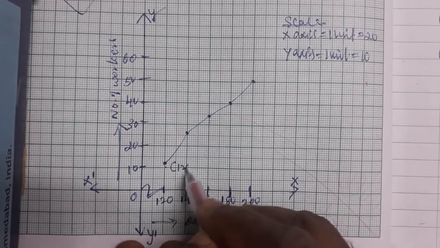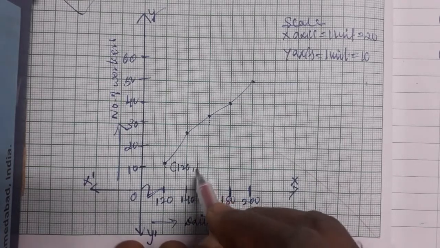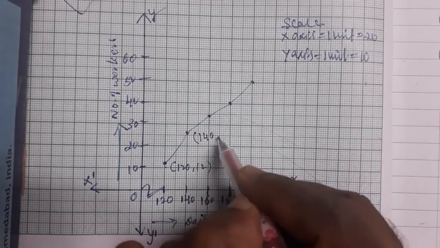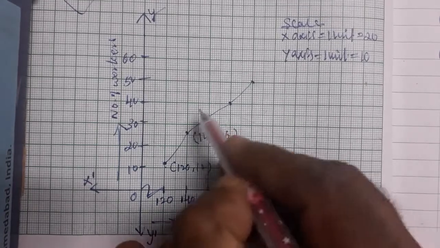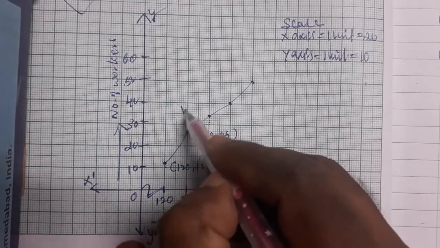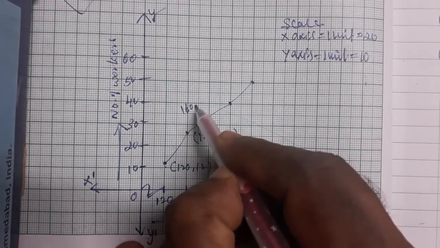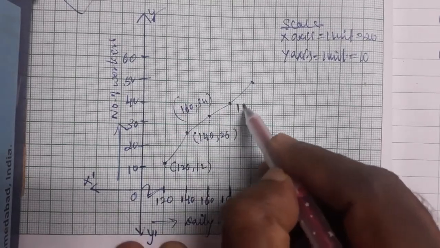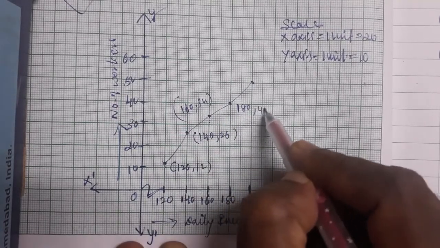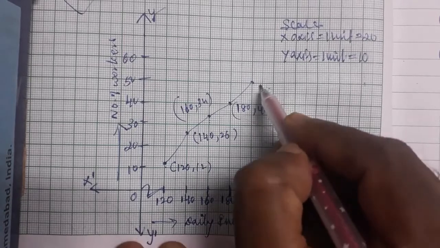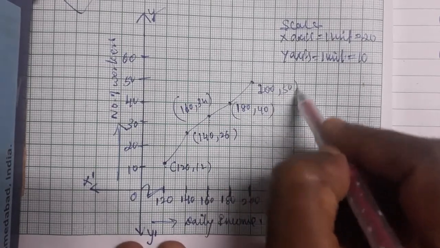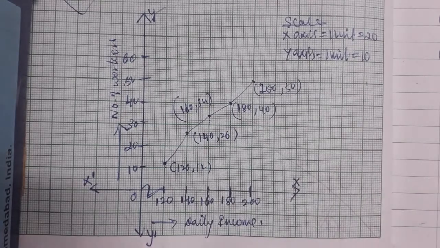For 120, how much it is? 12. Next, for 140, it was 26. For 160, it was 34. Next, for 180, it was 40. Next, the last, for 200, it was 50. So now your graph is ready.